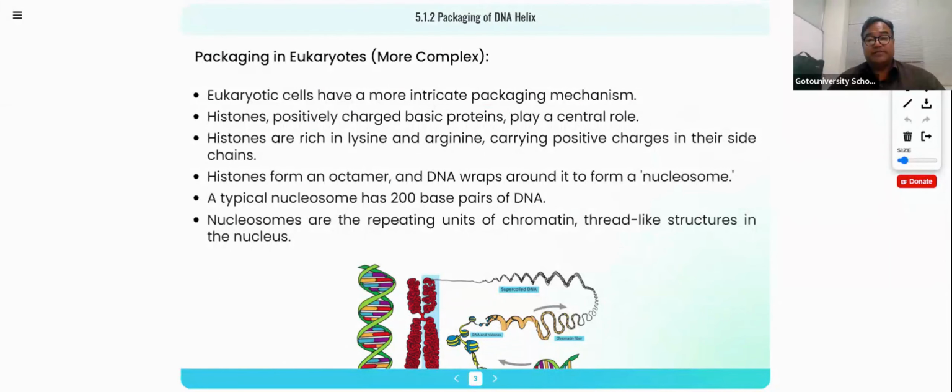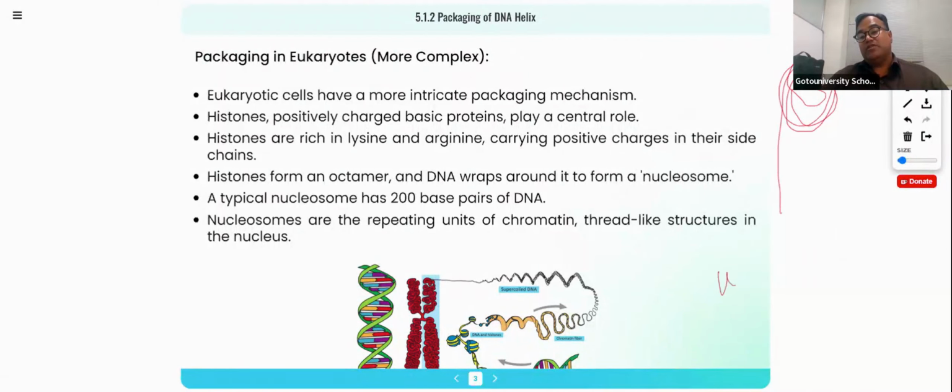Now we are coming to the next basic message. Whenever the DNA needs to participate in the DNA replication process or transcription process, the DNA will be unwound away from the nucleosome structure.